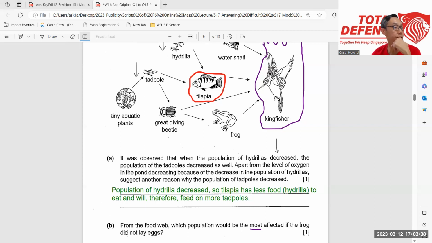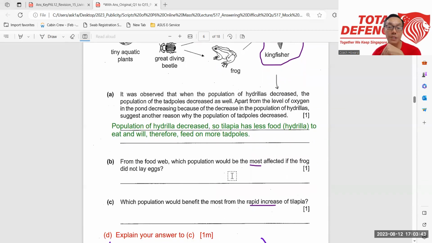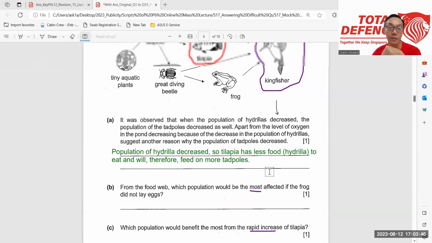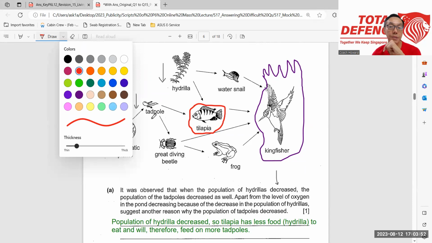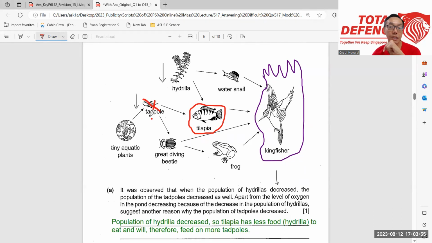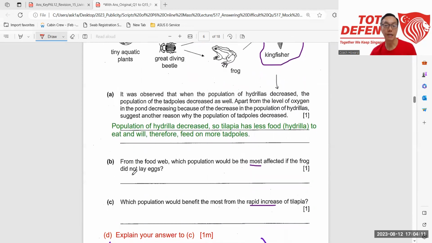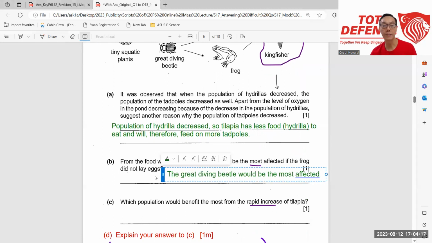You need to analyze the whole food web. They ask you, from the food web, which population will be most affected if the frog did not lay eggs? So this is how you do. Okay, if the frog don't lay eggs, that means they don't have any tadpole, right? So you can cross out the tadpole. So you see what happened. If there's no tadpole, there's one animal has no food. Can you see the great diving beetle? Yeah, so the great diving beetle is most affected. So you just put the great diving beetle for this one. Will be most affected.